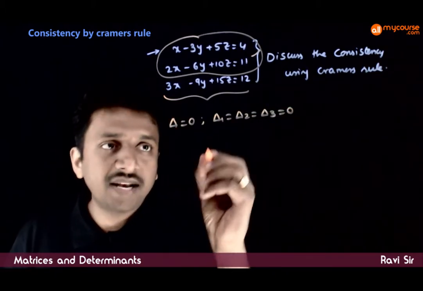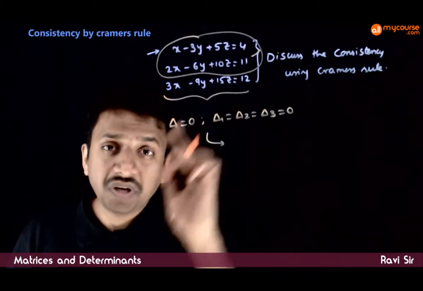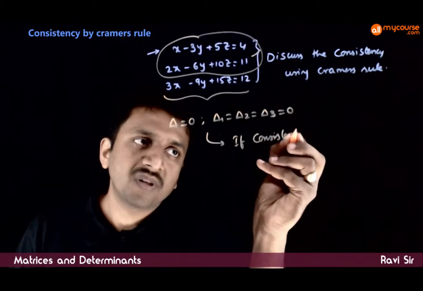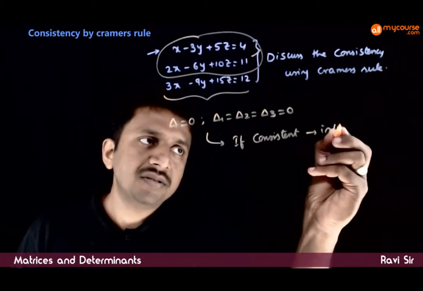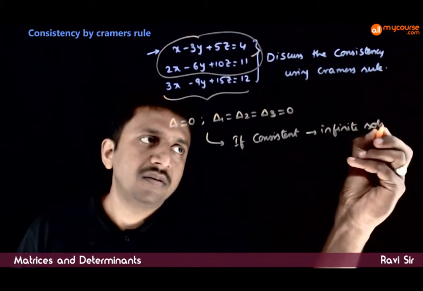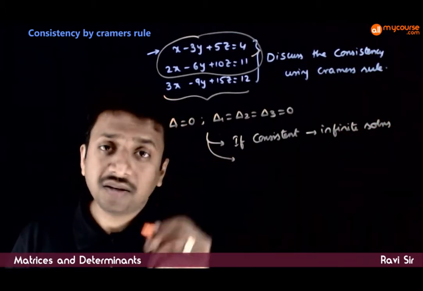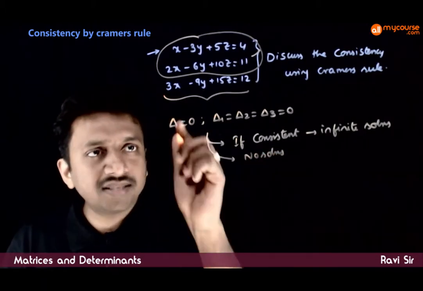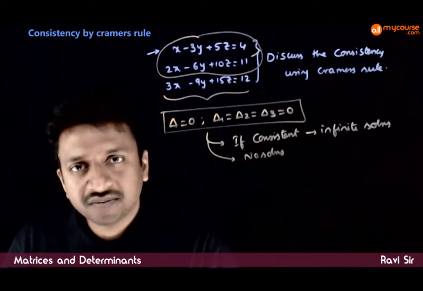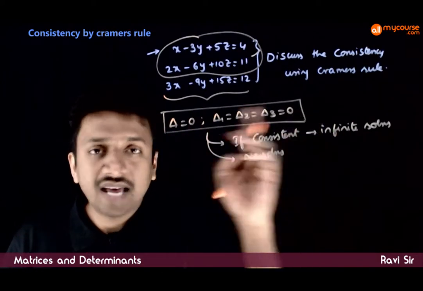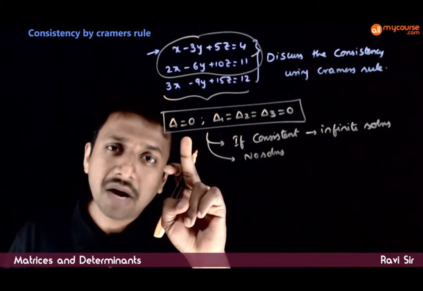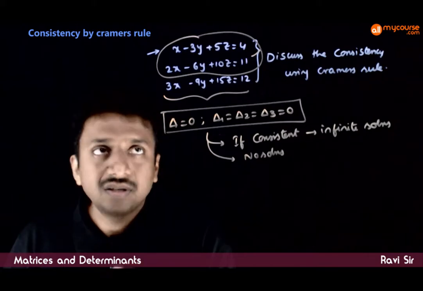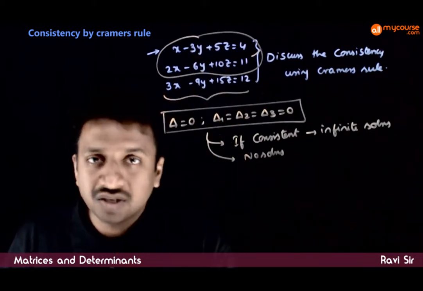So what are the cases that we can have? If the equations are consistent, then you have infinite solutions. If not consistent, you might also have no solutions here. So there are two cases that might happen. If consistent, they have infinite solutions, and it might also happen that they are inconsistent. So we have to go and check the equations, whether the equations are parallel to each other or not.